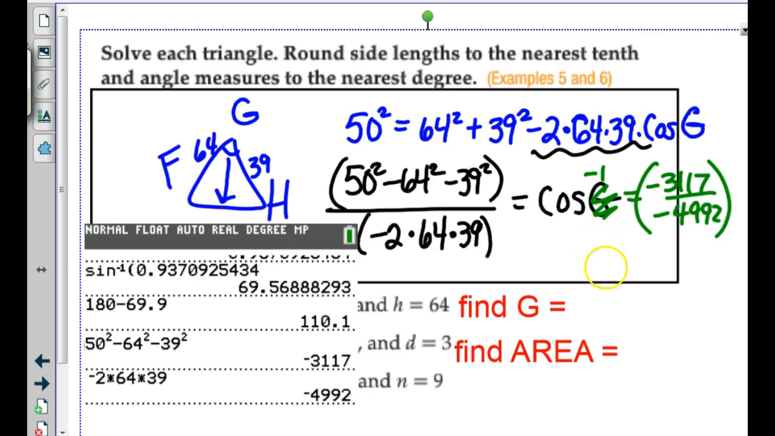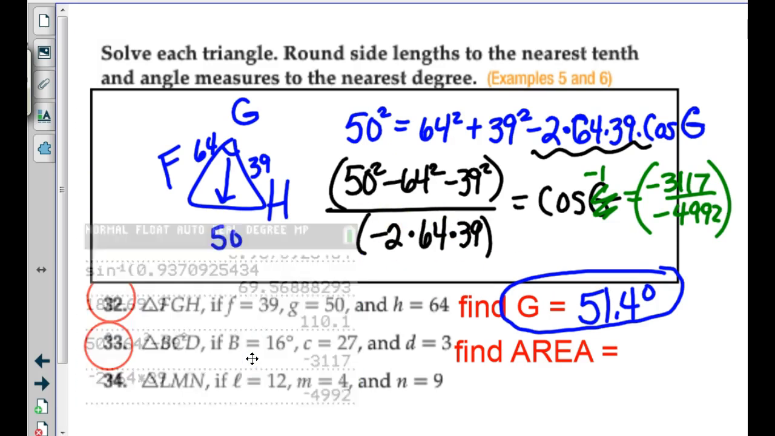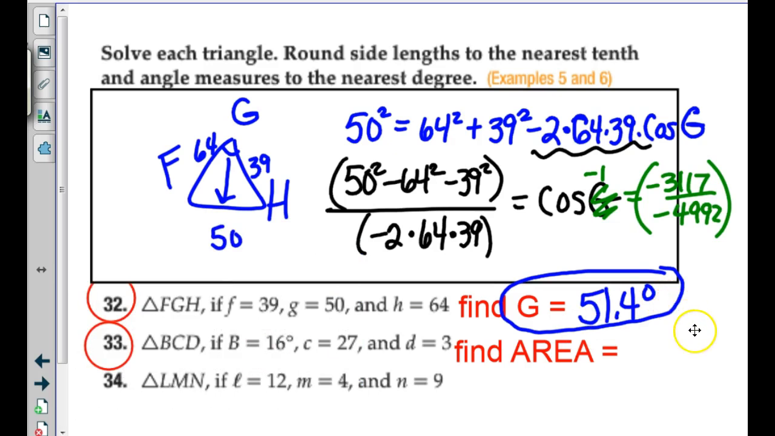There is not ever a second possibility when you're doing law of cosines, because the signs are different from quadrant 1 to quadrant 2, so the sign takes care of there being more than one possibility. If it's positive, it's going to be acute. If it's negative, it's going to be obtuse, and you're done. Okay?